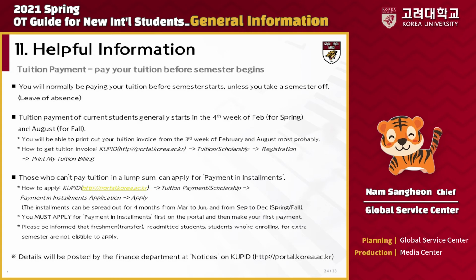Those who cannot pay their tuition in a lump sum can apply for payment in installments for the next semester. Payments in installments are spread out over 4 months, from March to June for spring semester and from September to December for fall semester. The application period and tuition payment dates for payment in installments are different from the regular tuition payment period. So please be on the lookout for notices and information on KUPID regarding this payment plan if you're interested.